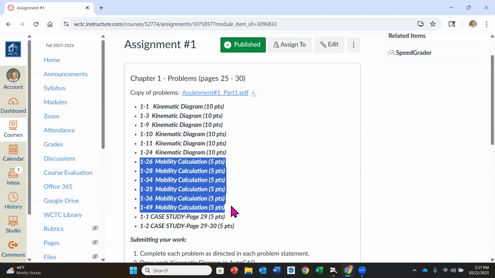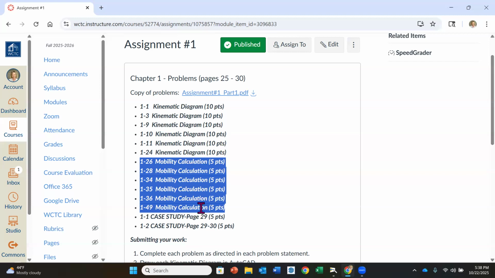That's calculating mobility, but it corresponds to the diagrams above. So for instance, the mobility equation for 1-26 corresponds to kinematic diagram 1-1. So essentially, it's a 15-point problem where you're doing a diagram and the mobility equations. So once we start going over things, this will make a little bit more sense. So I don't want you to freak out about the number of problems here. It does look like a lot, but literally I believe it's 6 problems.